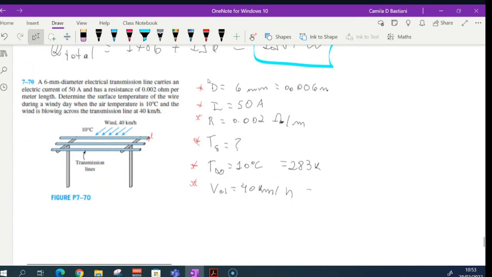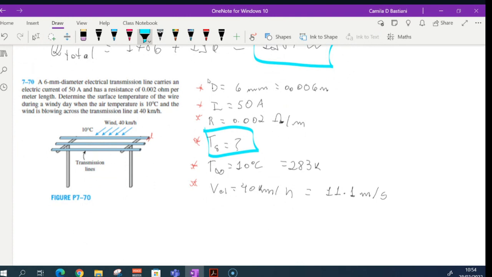(283 Kelvin). If you convert, it's going to be 11.1 meters per second. I believe you know how to change that, but in case you have any questions, just ask. What I wanted to know here is my surface temperature. To get the surface temperature, I'm going to need my heat transfer coefficient to find my amount of heat transfer, as well as my area. There are quite a few things that I'm going to need to find that.